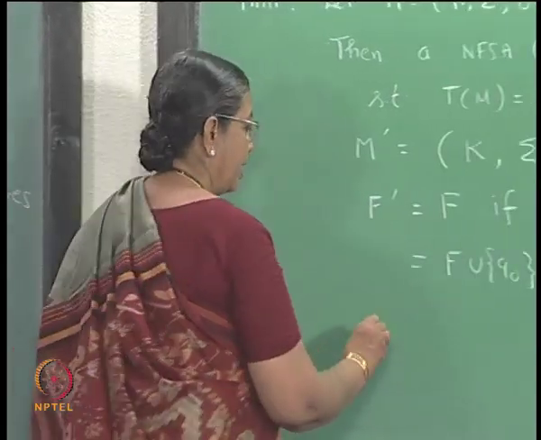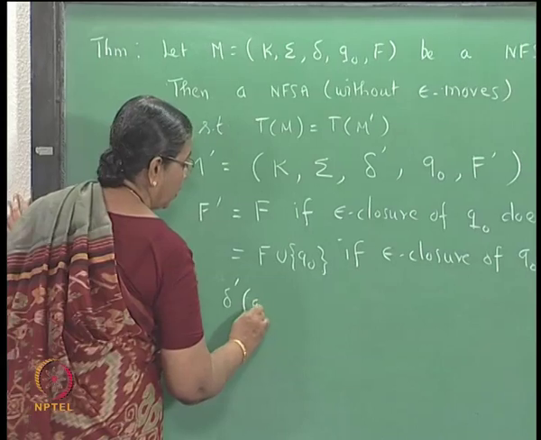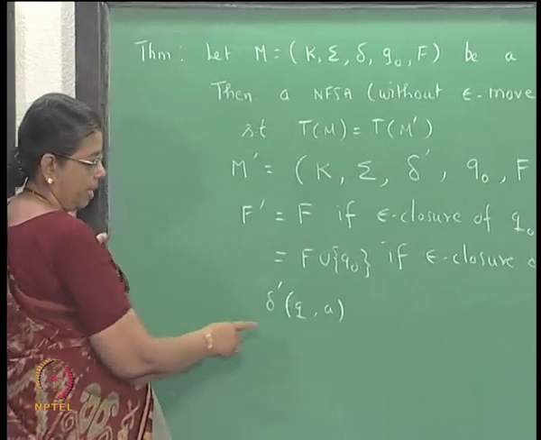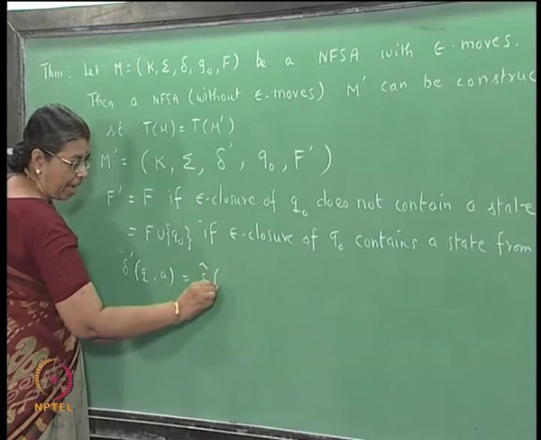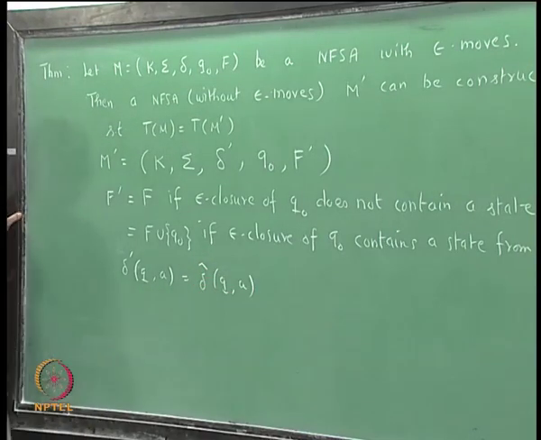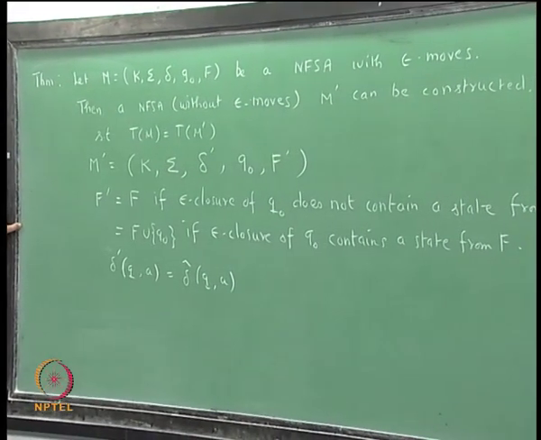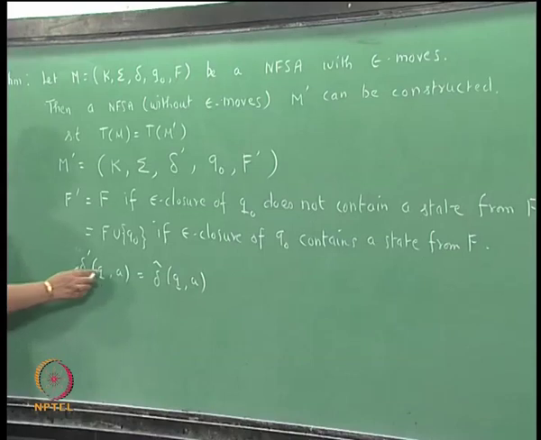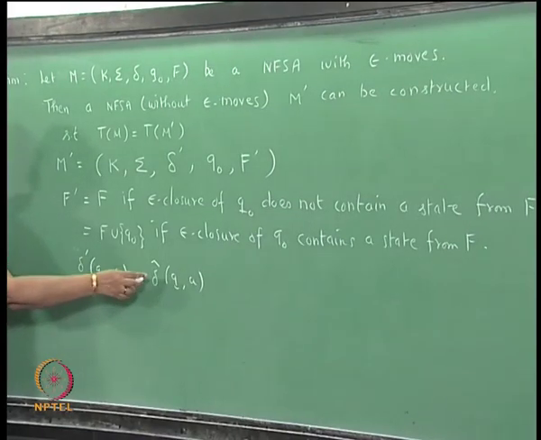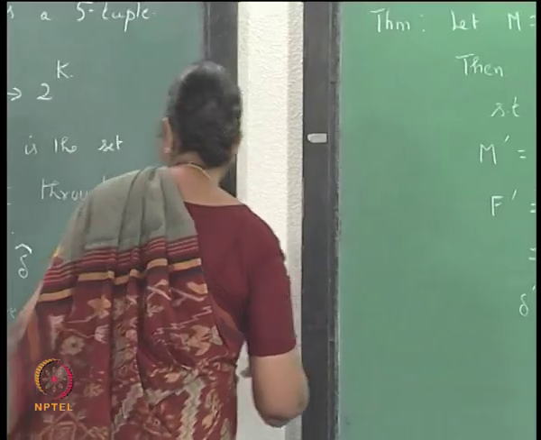How do you define delta dash? Delta dash of Q, A, where A is a symbol and Q is a state, is defined as delta cap of Q, A. That is, starting from Q, what are the states in which you can be after reading A, that will be the value here.